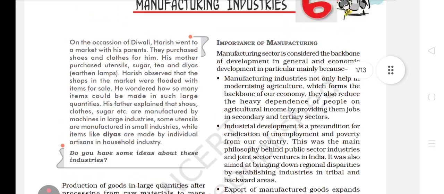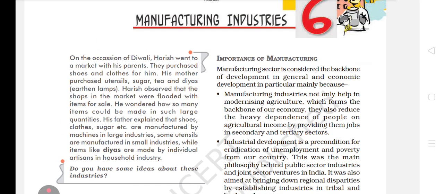Okay, so dear students, let's first read the introductory part that is given in your book. On the occasion of Diwali, Harsh went to a market with his parents. They purchased shoes and clothes for him. His mother purchased utensils, tea, diyas, earthen lamps. Harish observed that shops in the market were flooded with items for sale. He wondered how so many items could be made in such a large quantity.